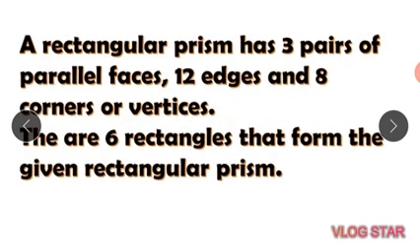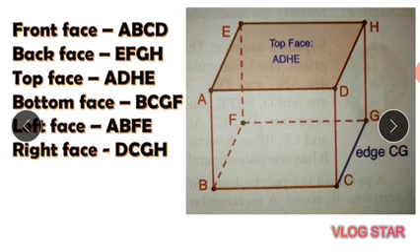A rectangular prism has three pairs of parallel faces, 12 edges, and 8 corners or vertices. There are 6 rectangles that form the given rectangular prism. So this is an example of a space figure. First is the front face.